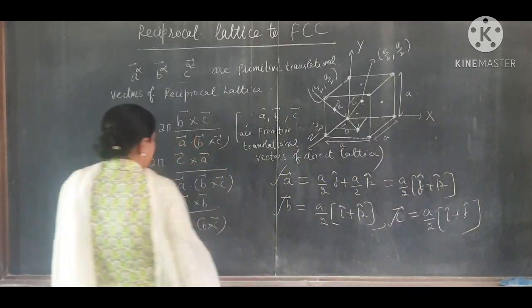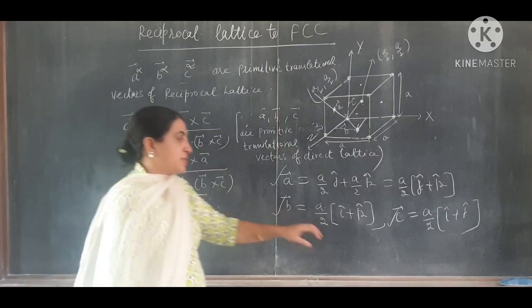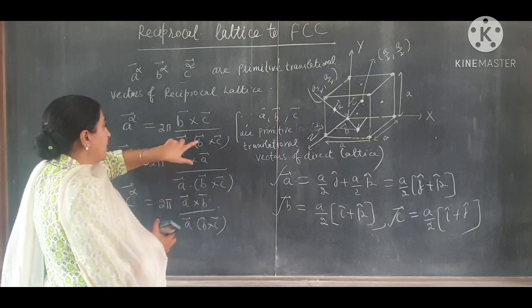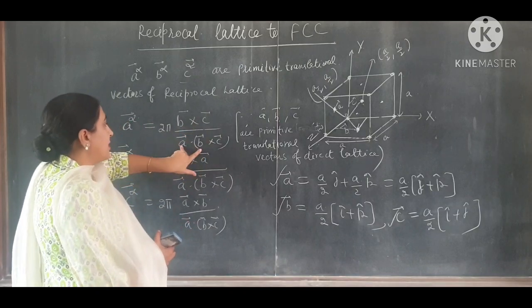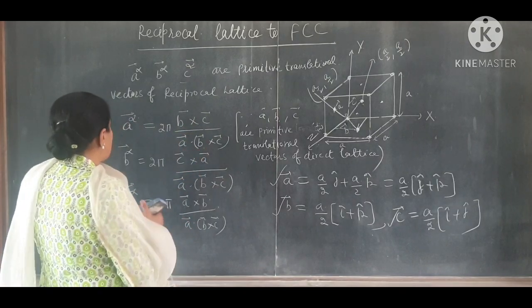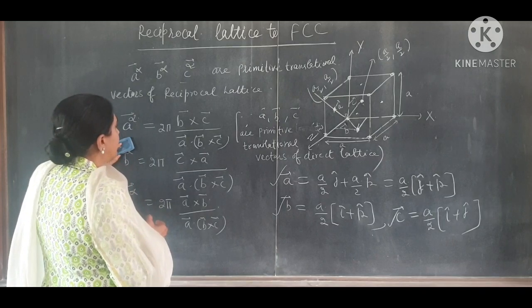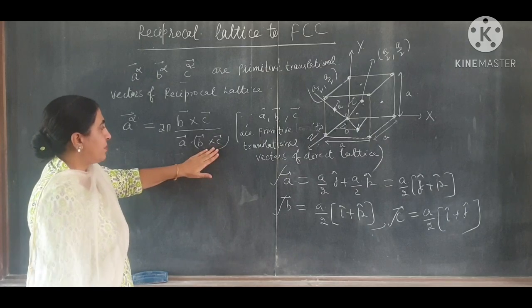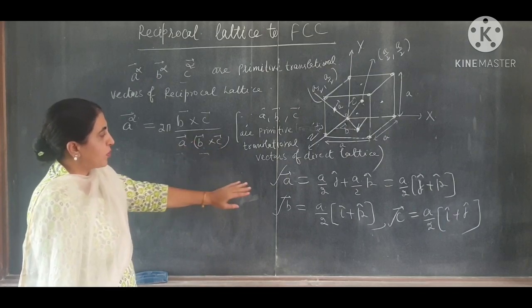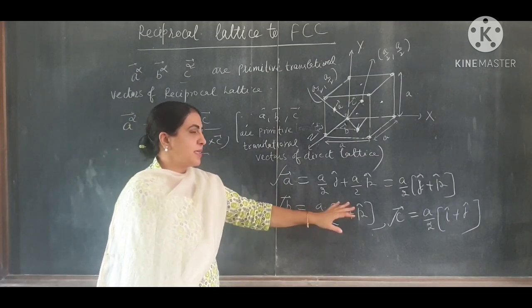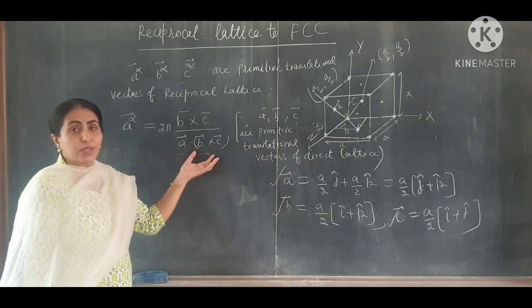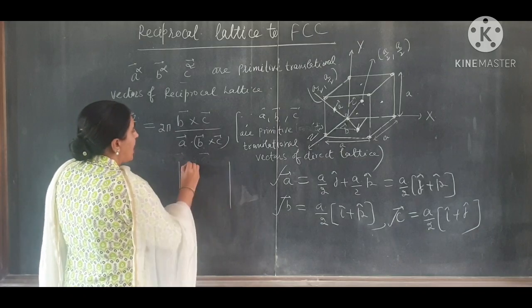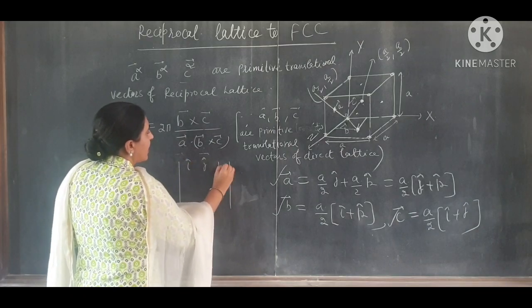Now our aim is to find out a star. How can we find out a star? First, by knowing b cross c. Then to find the denominator we also need a vector dot b cross c, and we know the values of a, b, and c. When you put the values of a, b, c, you can find b cross c by using a determinant. Here b cross c means the determinant of i, j, k.